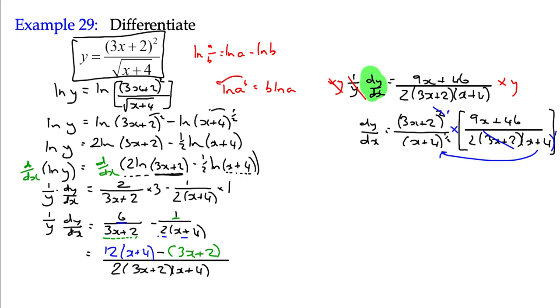So the final answer, and this is where I'm going to finish, dy by dx is equal to, we've got 3x plus 2 to the power 1, we've got one lot there, multiplied by 9x plus 46. That's my numerator, and my denominator becomes, all I've got really left is the 2. So I'll go ahead and I'll write the 2 in, and I've got x plus 4 to the power 1.5, which of course we write as 3 over 2. And that's my final derivative of the original function.